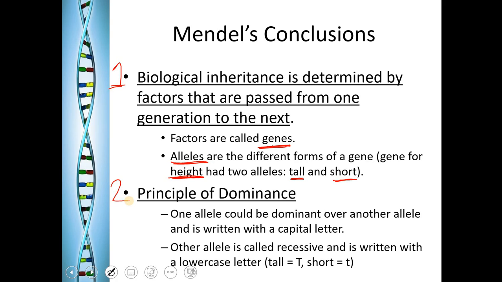Mendel's second conclusion was the principle of dominance, that one of those alleles could be dominant over the other allele. That means it hides the other allele. And we decided to write that with a capital letter to show that it's dominant. The other allele is recessive, and it's hidden by the dominant allele. And we pick our letter based upon the dominant. So for plant height, our two options were tall and short. Tall is dominant, so we're going to use the letter T to write tall, and we'll use a lowercase t to write short. Some people have a hard time with this.